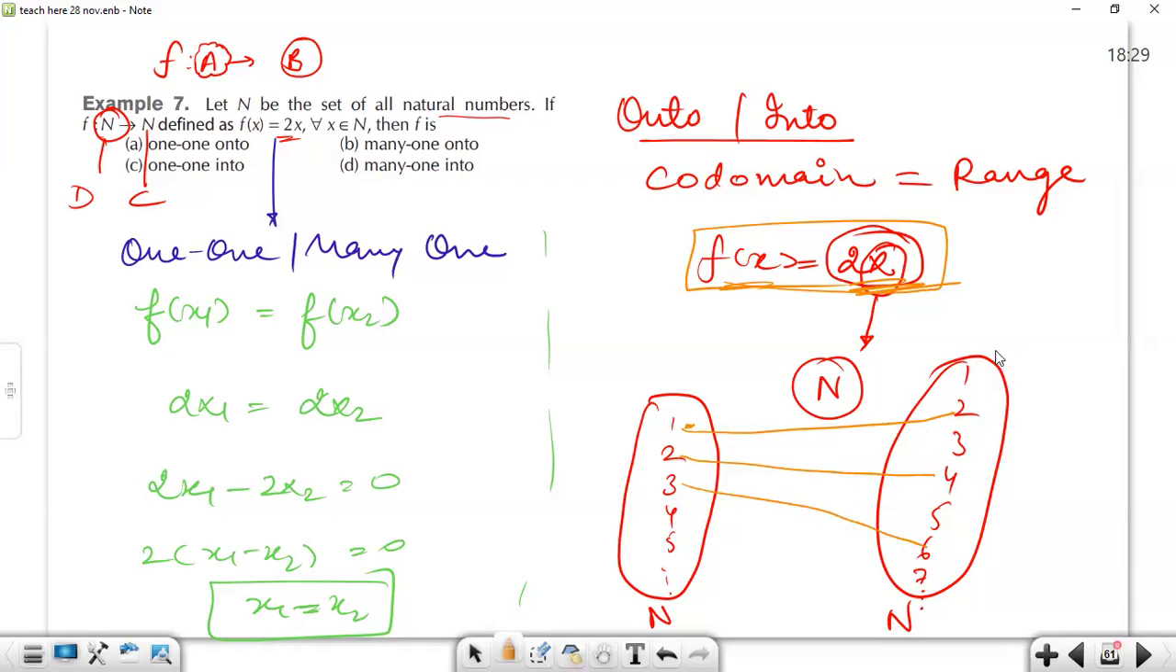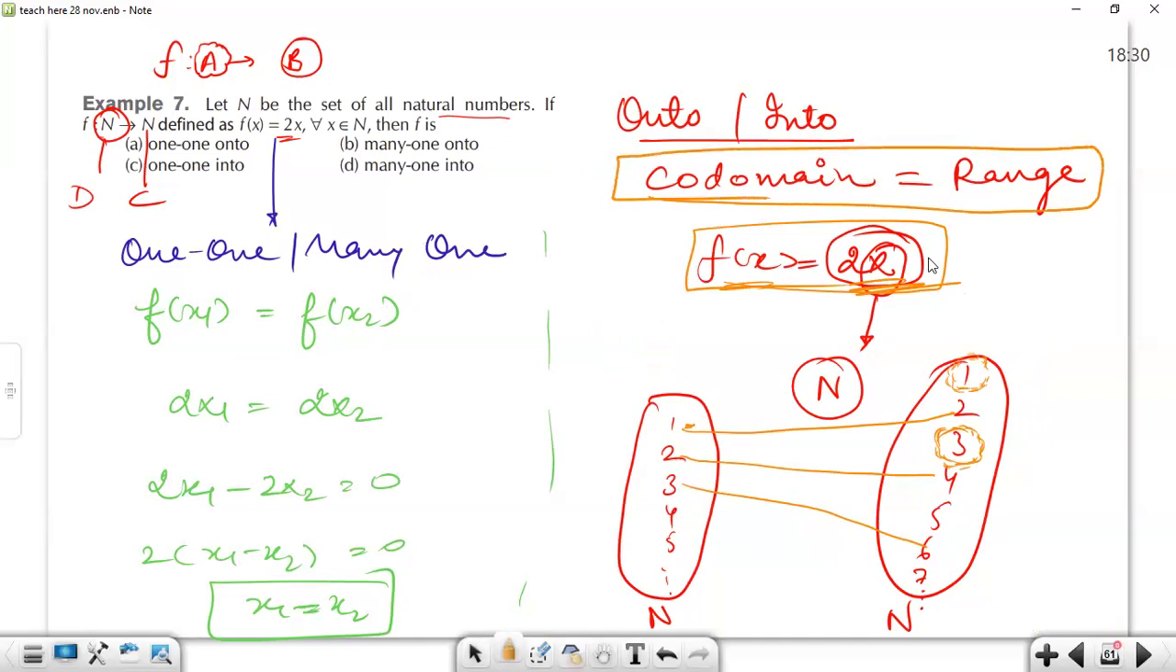6. Okay. So for no x can the output be 1, right? For no value of x can the output be 3, because our x is from the set of natural numbers, not real numbers. If there were numbers like that, then 1 would also be mapped, but that is not the case. So 1, 3, all the odd numbers will be left out. So is our codomain equal to range?